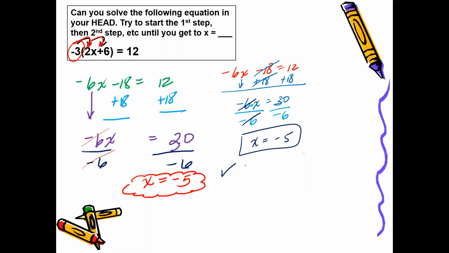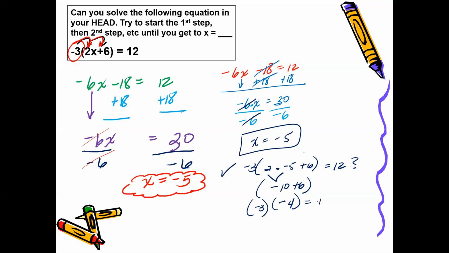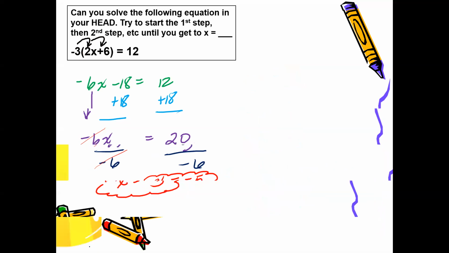If you'd like to check your answer, you can always go ahead and do 2 times -5 plus 6 and see if that equals 12. Well, let's see. 2 times -5 is a -10. -10 plus 6 is a -4. -3 times a -4 is a positive 12. And that's how you know if your answer is correct or incorrect.